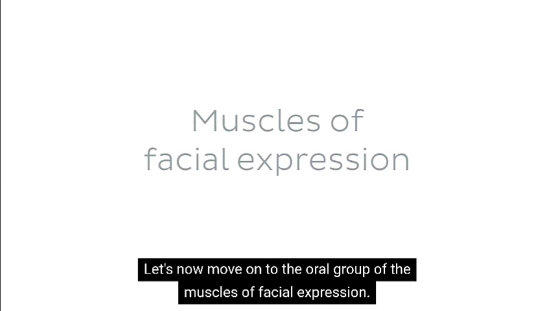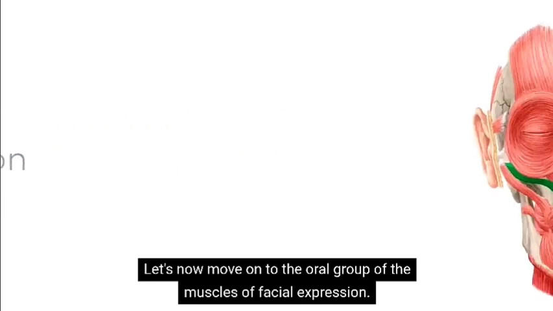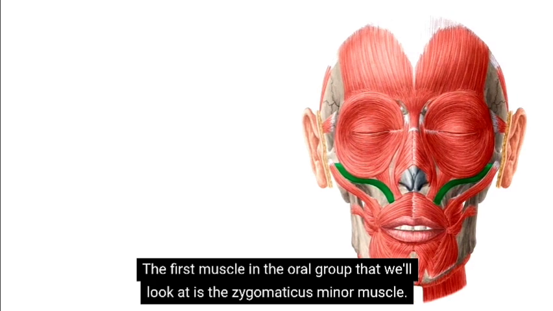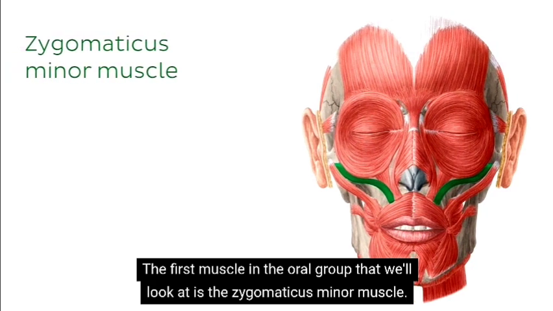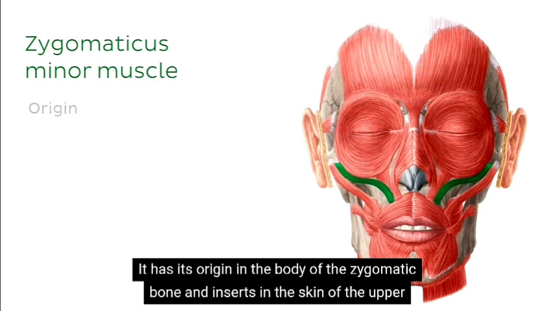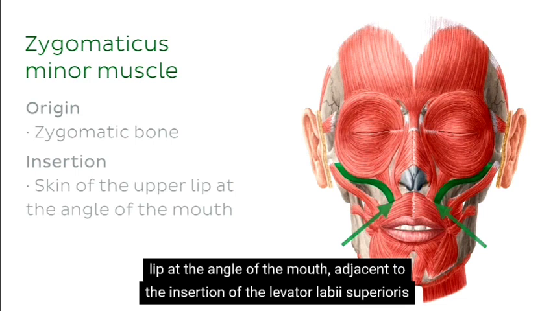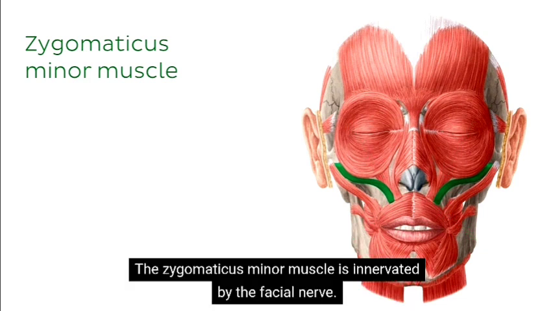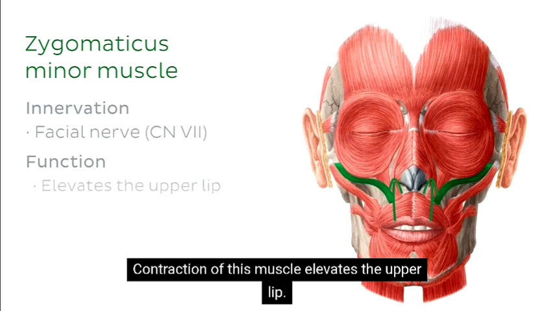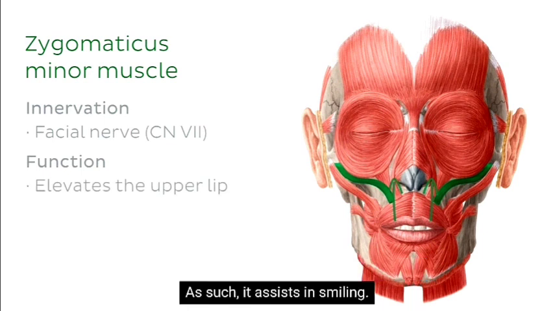Let's now move on to the oral group of the muscles of facial expression. The first muscle in the oral group that we'll look at is the zygomaticus minor muscle. It has its origin in the body of the zygomatic bone and inserts in the skin of the upper lip at the angle of the mouth, adjacent to the insertion of the levator labii superioris muscle. The zygomaticus minor muscle is innervated by the facial nerve. Contraction of this muscle elevates the upper lip. As such, it assists in smiling.